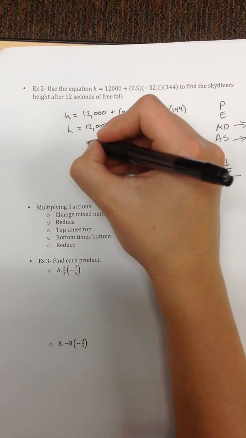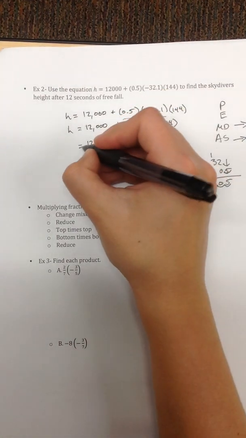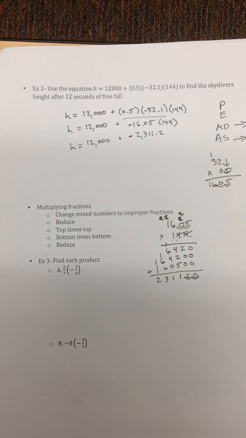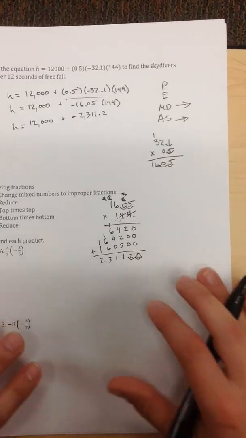Then I'm going to drop down my 12,000 plus, drop down my h equals as well. Then I'm going to have to add those, and since they're different signs, so one of them being positive, one of them being negative, I'm actually going to subtract those values. So I'm going to do that off to the side as well here.